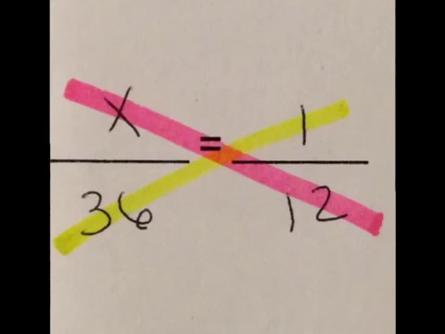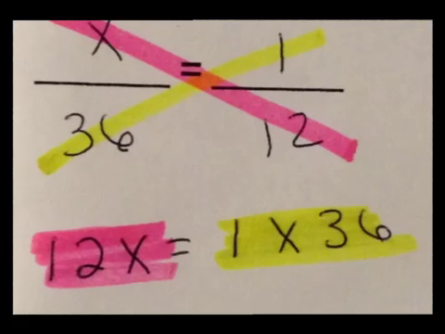Our third proportion is x over 36 is equal to 1 over 12. Take your pink highlighter, highlight from the x to the 12. Take your yellow highlighter, highlight from the 36 to the 1. When we take our cross products, we get the same cross products from the last two equations. This is because all of these proportions are equivalent. So we have 12 times x is equal to 1 times 36.